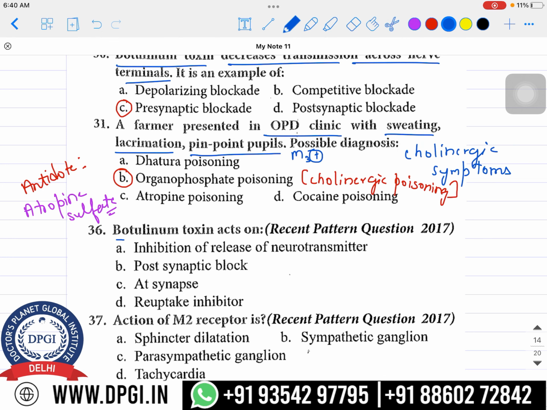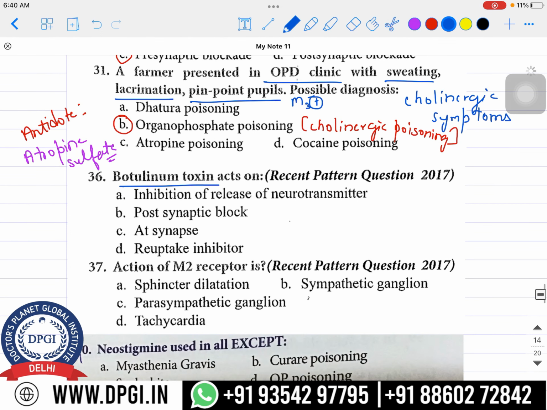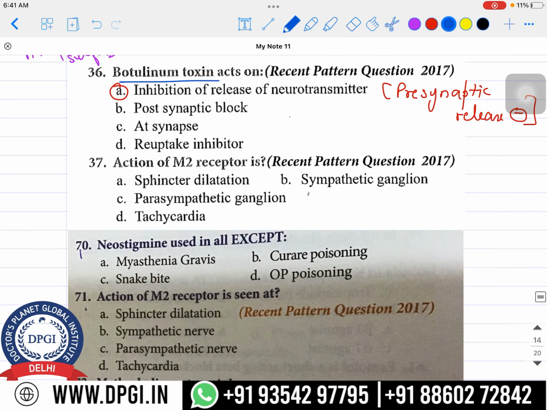So next question, let's talk about that as well. Botulinum toxin acts on what? Botulinum toxin is actually acting on the presynaptic neuron. So over here the answer would be the inhibition of the release of neurotransmitter, or presynaptic release inhibition of acetylcholine. So that should be the proper answer.